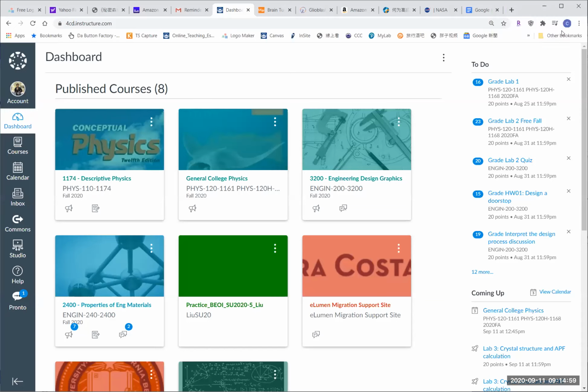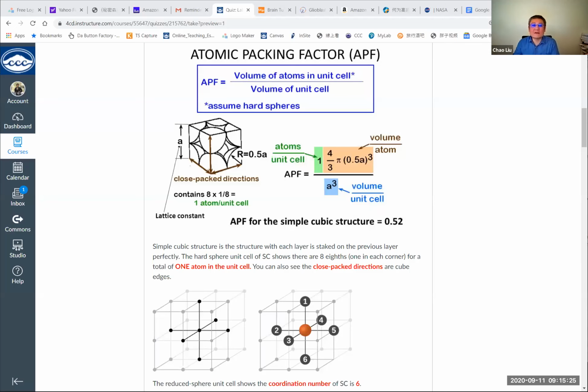Professor, we cannot see your share screen. You cannot see my share screen? Yes. Okay, let me try to reopen my share screen again. Can you guys see it now? Yes, yes. Yeah. Okay.